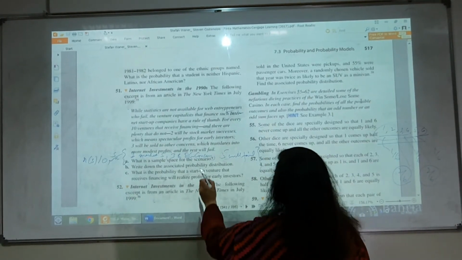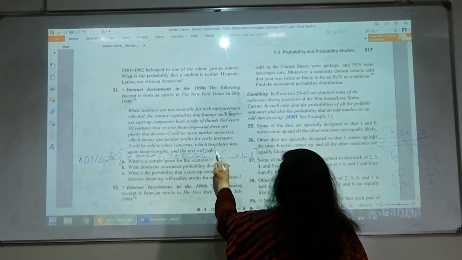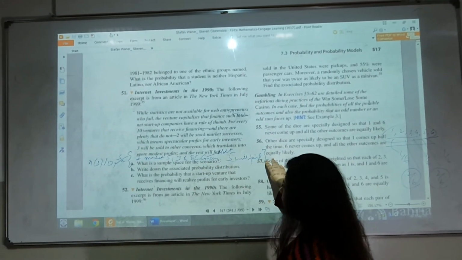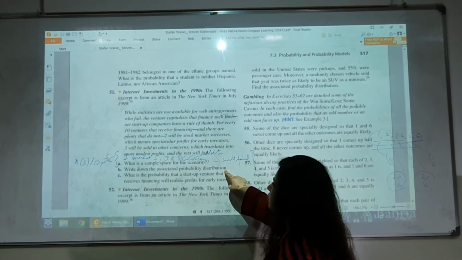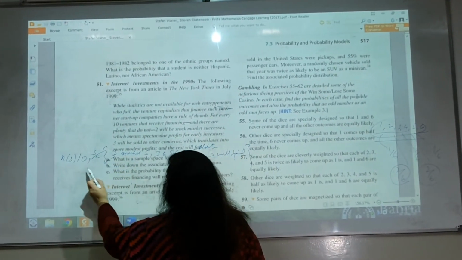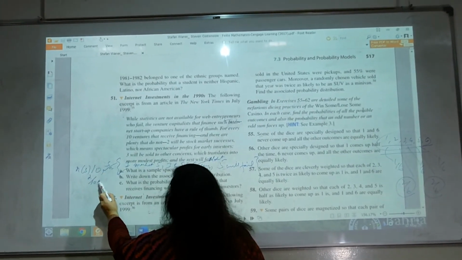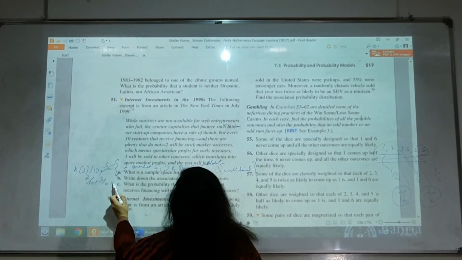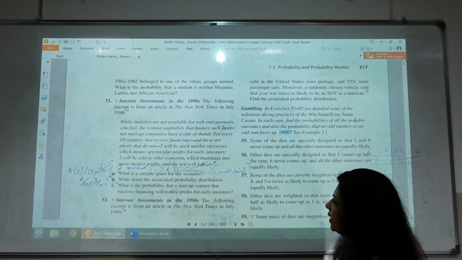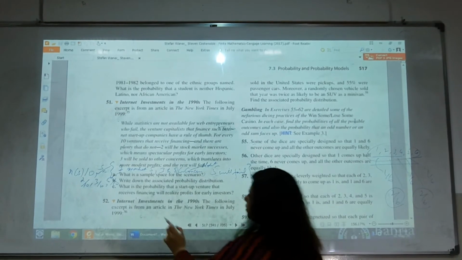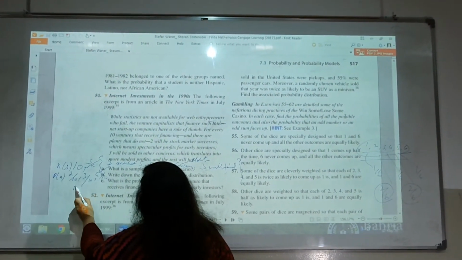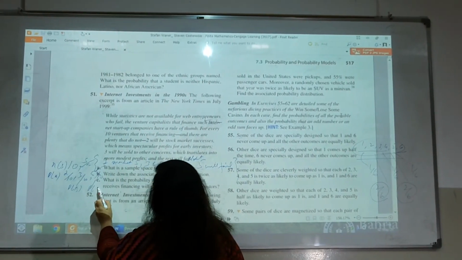So again, this is going to be modest. Now they're asking you sample space. You have the entire sample space of 10. The associated probability distribution would mean 2 by 10, 3 by 10, and 5 by 10 for failure each. What is the possibility? You can simply say this would be probability of A, probability of B, and probability of C.